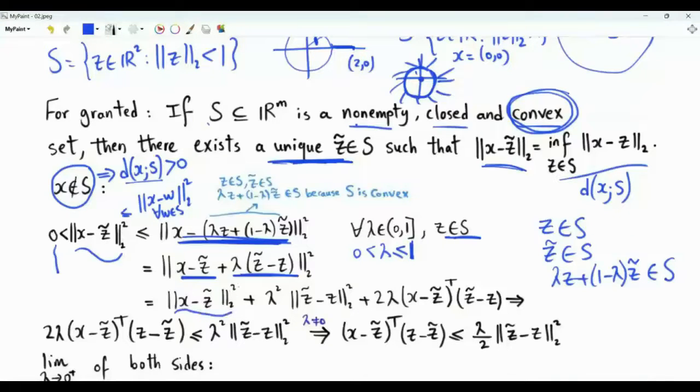This is the Euclidean distance squared between x and z tilde, the L2 norm squared of this vector. And then we have the L2 norm squared of that vector. The scalar lambda can be taken outside as lambda squared. And then we have here the L2 norm squared of z tilde minus z. And then we have the cross term. This will be 2 times the inner product of these two vectors. So this is 2 lambda, and then x minus z tilde transpose times z tilde minus z.